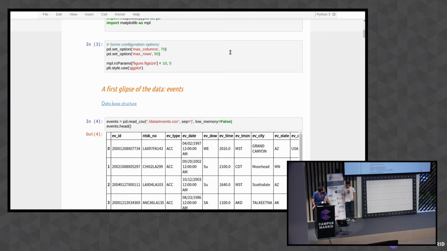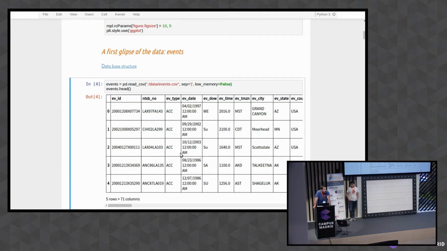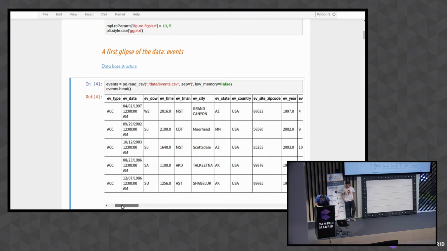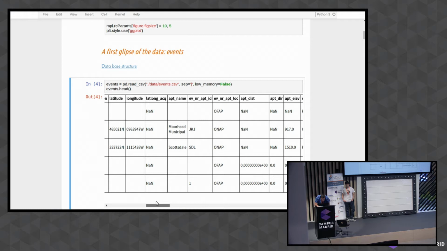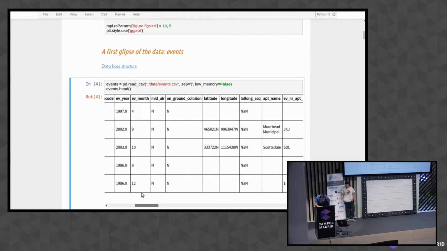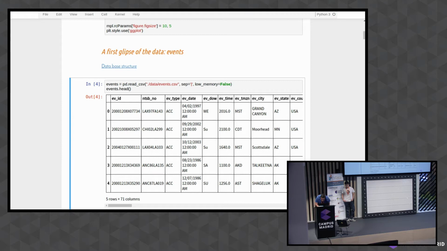Let's take a look at the database without any filter. The important information to follow the talk properly is that any accident has an event ID, and we can also see the different information that this database provides. We can see where the accident occurs, for example, when, or how was the weather, anything.